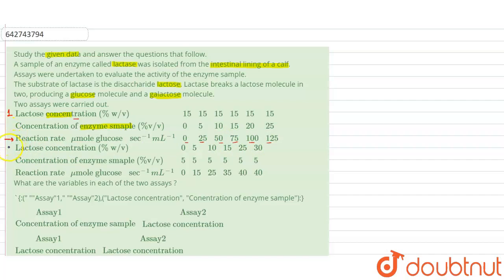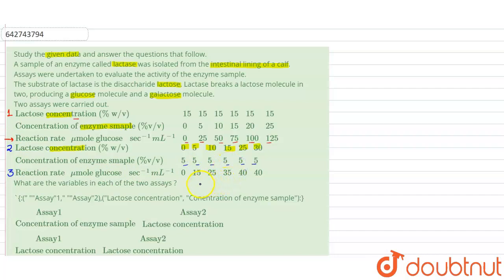Coming to the second assay, in this case the lactose concentration will change. See here, these are the variables, this is changing. Whereas if we keep the enzyme concentration the same, how will the reaction rate vary? In this case the enzyme is not variable.